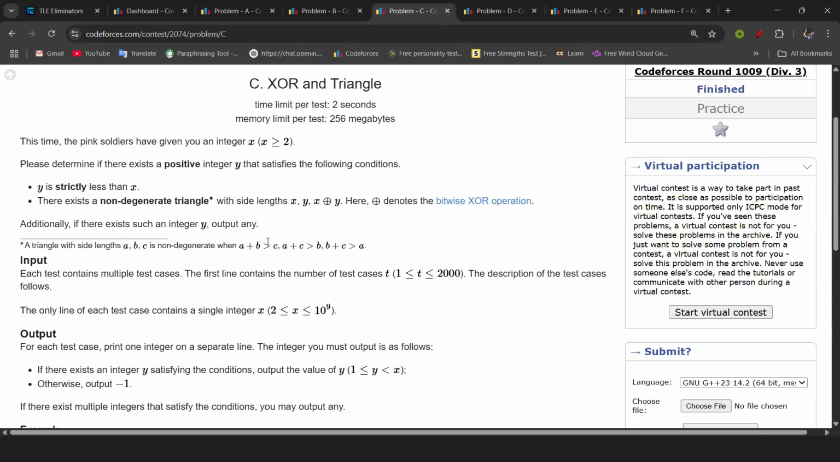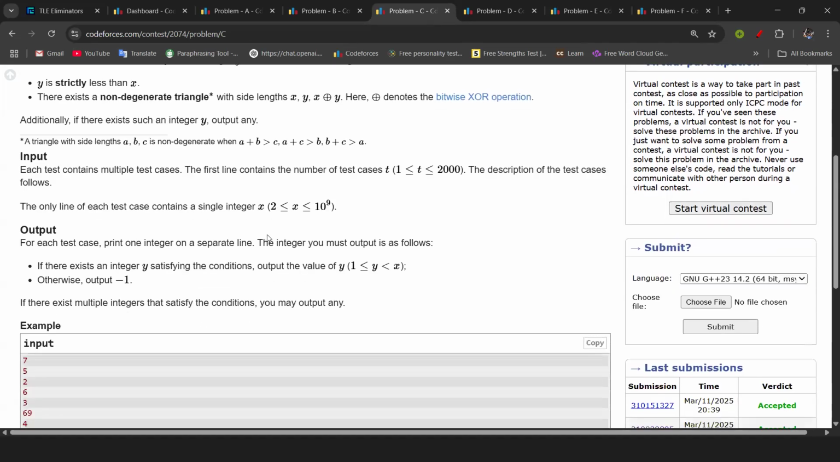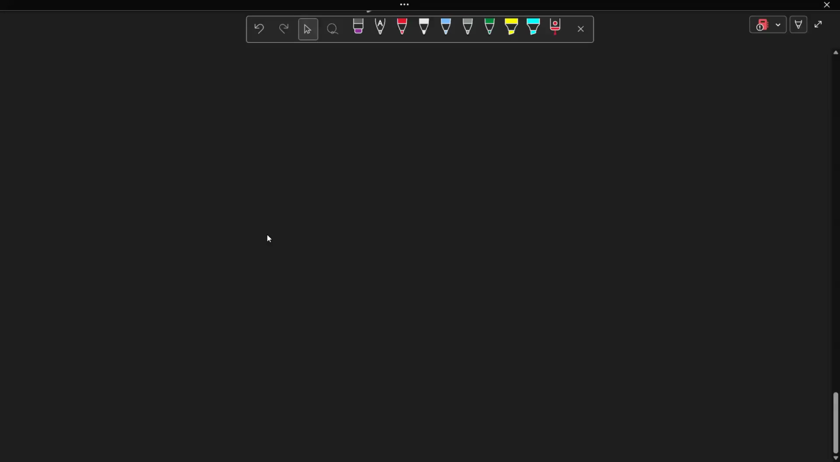So what you need to do is, this time as an input, you are just given an integer x. You need to select any such y. And this y should be less than x. This y should be strictly less than x.